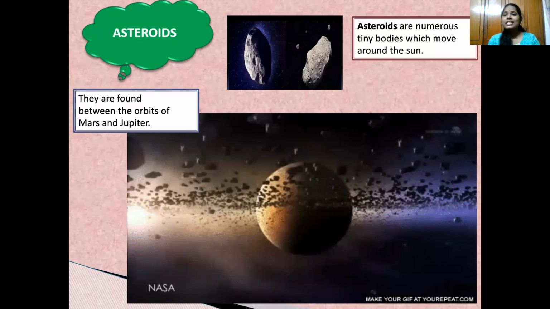So an asteroid is similar to a planet in that it is moving around the sun, right? And we basically find these asteroids in the belt between the orbits of Mars and Jupiter, which are planets, like the other planets falling in our solar system. So in this orbit, we mainly find these asteroids.